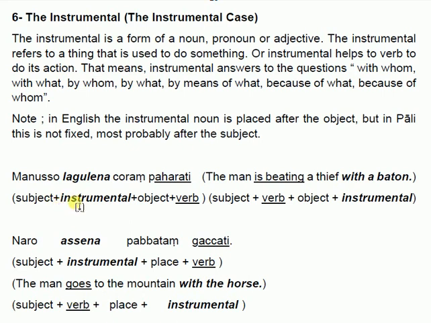In this example, the man is beating a thief with the help of a baton. This baton helps the action to do its beating job. So that's why we place the baton in the instrumental case in the sentence.